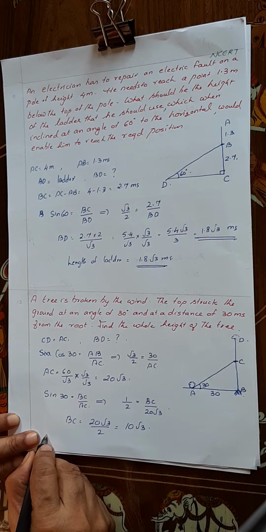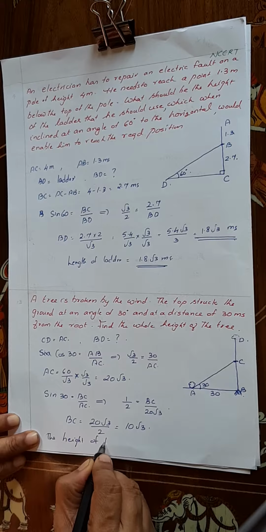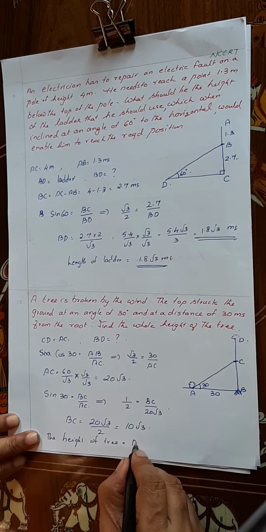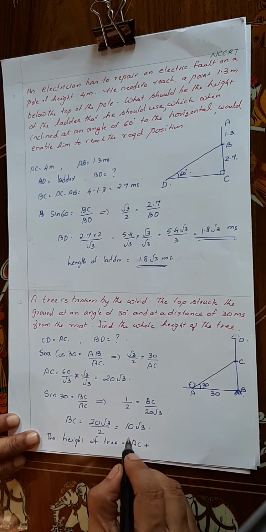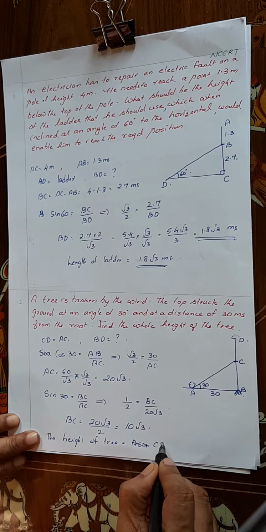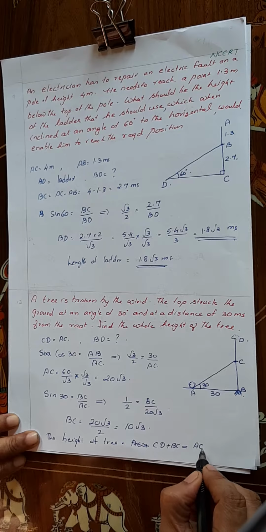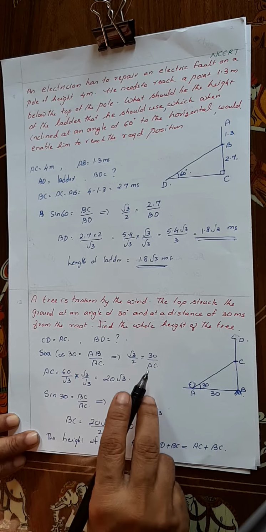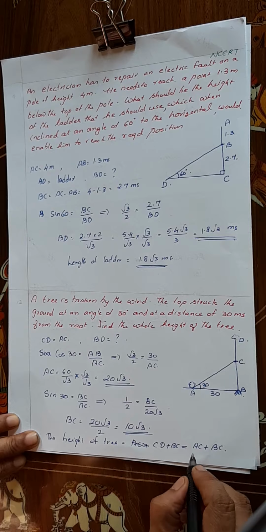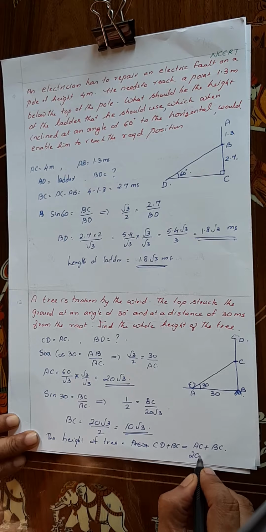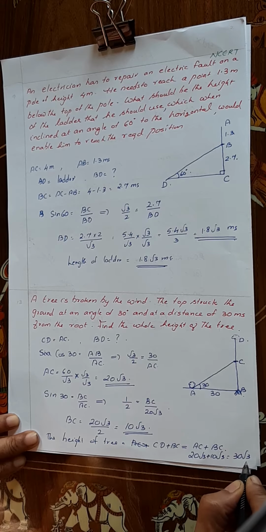So now the height of the tree is equal to AC plus BC. Height of the tree is actually CD plus BC, but CD is equal to AC, so AC plus BC. So AC is 20 root 3 and BC is 10 root 3. So 20 root 3 plus 10 root 3 is equal to 30 root 3 meters.